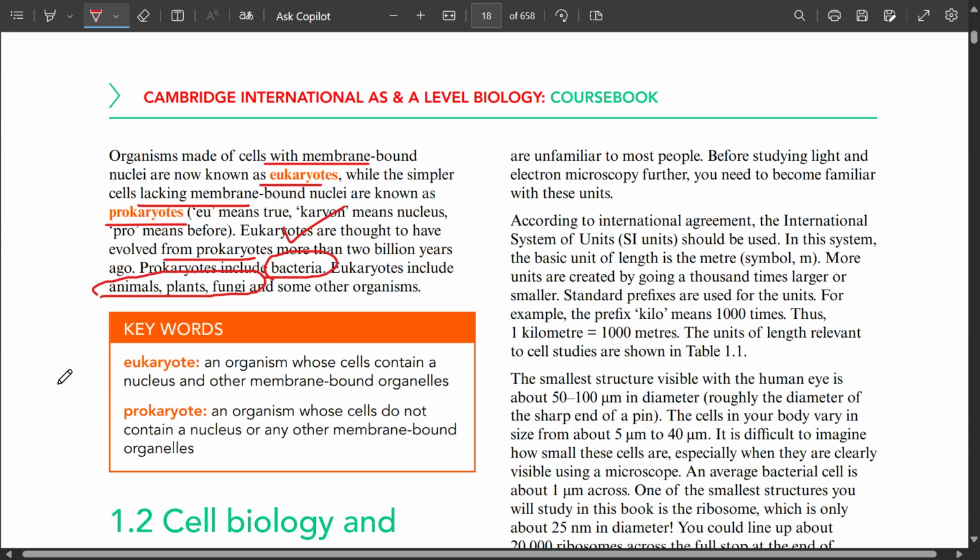Got it? So what are the eukaryotes? An organism whose cells contain a nucleus and other membrane-bound organelles. What does this term mean? Other membrane-bound organelles. What are those organelles then?